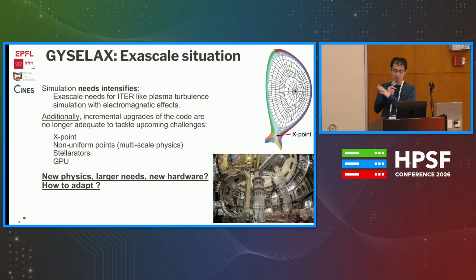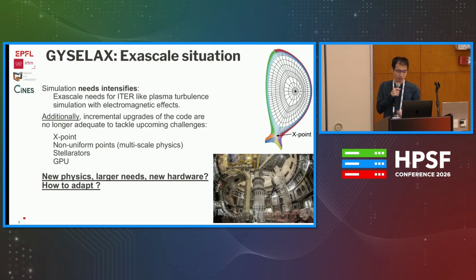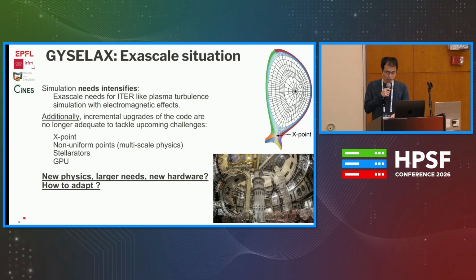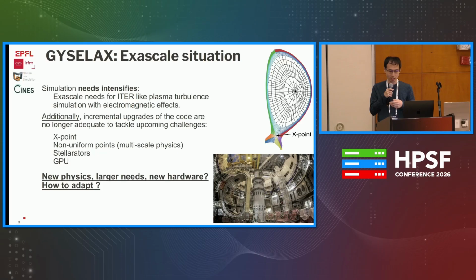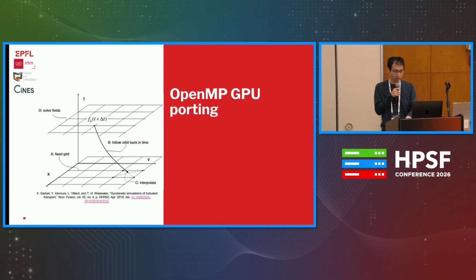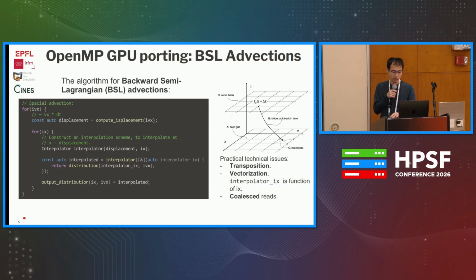Another thing is that we need more physics, like the X-point, which is barely some sort of singularity and is more complicated to simulate. Also, non-uniform meshes, and the stellarator is a more complicated device than the tokamak. For that, we need GPU power, so this talk explains our effort toward porting our code to GPU machines. So let me first show you the porting with OpenMP.